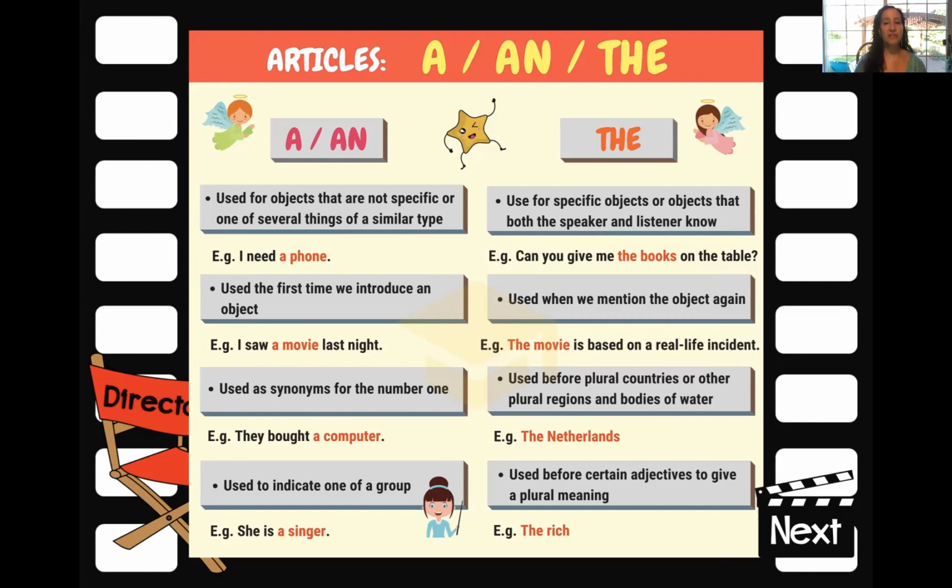We also use the definite article the when we mention the object again. For example, the movie is based on a real life incident, okay? Because we're talking about it.